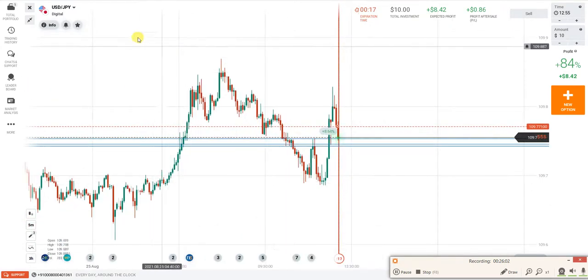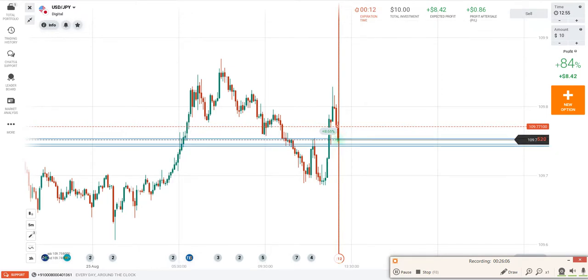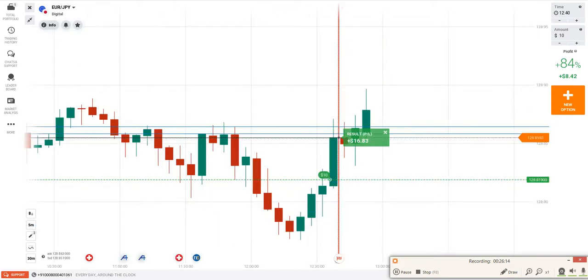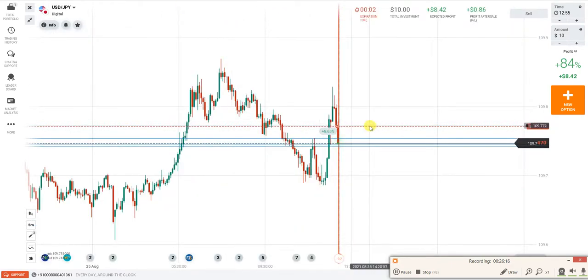So in total I took 7 trades, with one loss which is because of my entry point. So out of my 7 trades, 6 are winning trades.